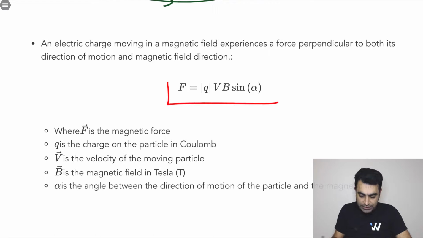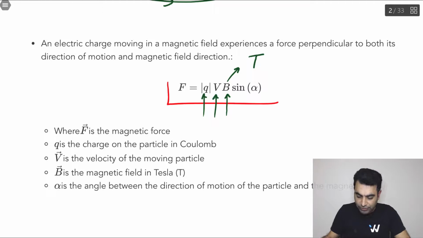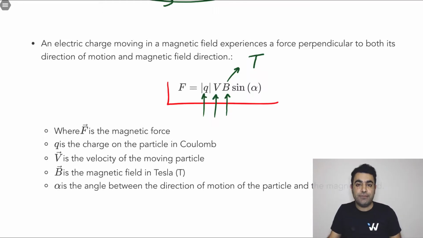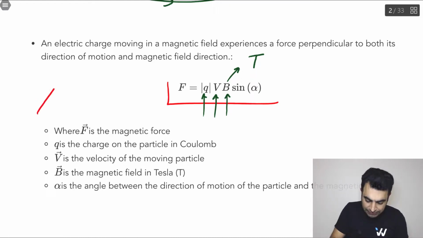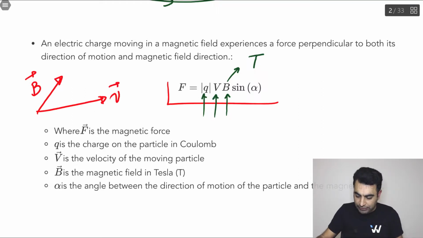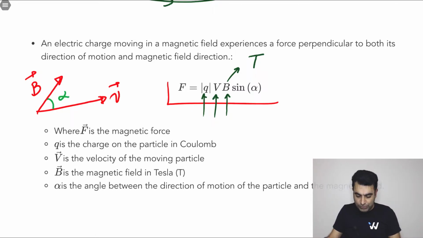I have mentioned the names of each of the variables we have here. So q is the charge of the particle, v is the speed of the moving particle, B is the strength of the magnetic field, which is usually given to you in Tesla. Tesla is the standard unit we have for the magnetic field. And finally, alpha is the angle between the direction of the motion of the particle, which is along this velocity, and the magnetic field in space. For example, if this is the magnetic field B, and this is the direction of the motion of the particle or its velocity, angle alpha would be the angle between these two vectors.